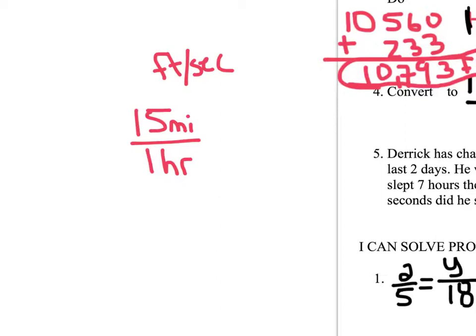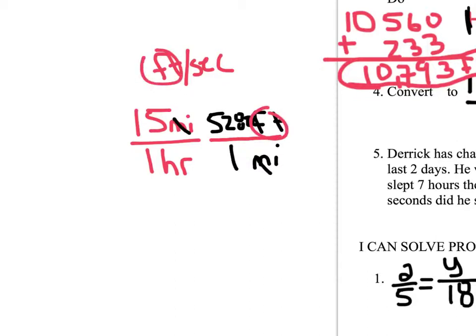I'm going to do the top first. Let's convert miles to feet. Since we're going to get rid of miles, mile goes on the bottom. Feet goes on top. It is 5280. Miles cancels. I get feet. So I'm set to go there.